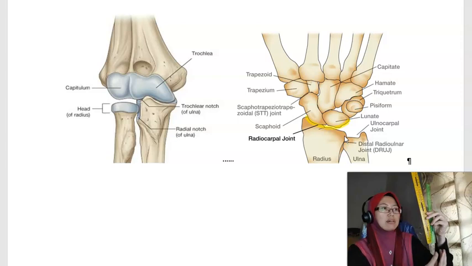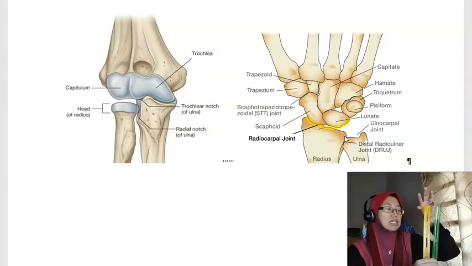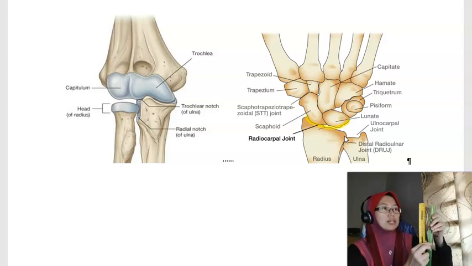Ulnar notch of radius. Okay, and after this, when we talk about the ulna, because of the proximal part, the ulna is bigger than the head of the radius. The head of the radius makes a notch in the ulna. So the proximal part of the ulna has a radial notch, because the radius makes a notch in the proximal part of the ulna. We call it the radial notch of ulna.